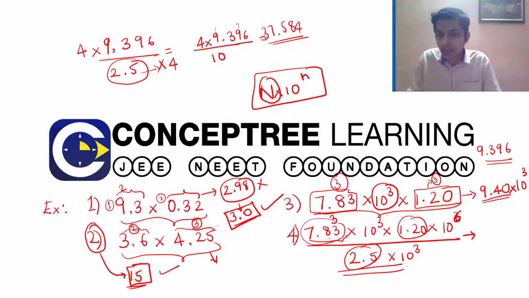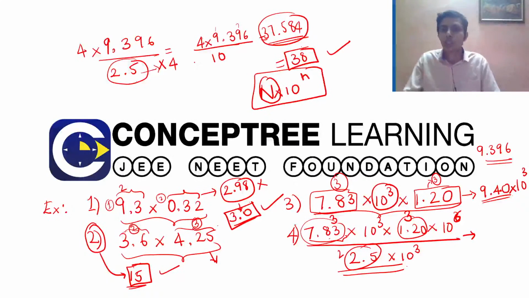The answer should be told in minimum significant figures. So here it is 3, here it is 3, here it is 2. So the answer will be in two significant figures. So what will be the answer? It will be 38. So 38 is the answer for the fourth question, because the next number is greater than 5. That's why I'm rounding it up to 38.